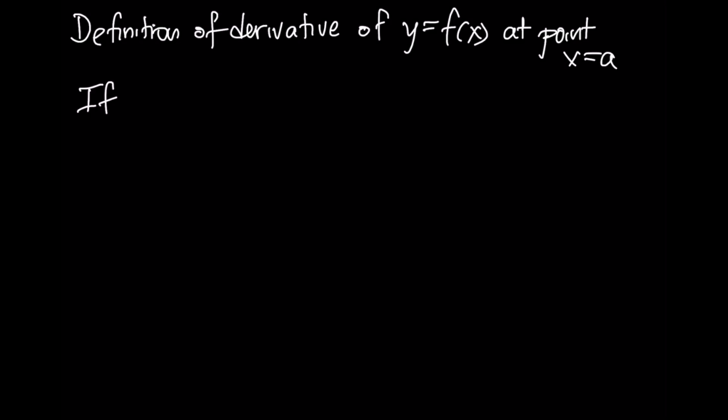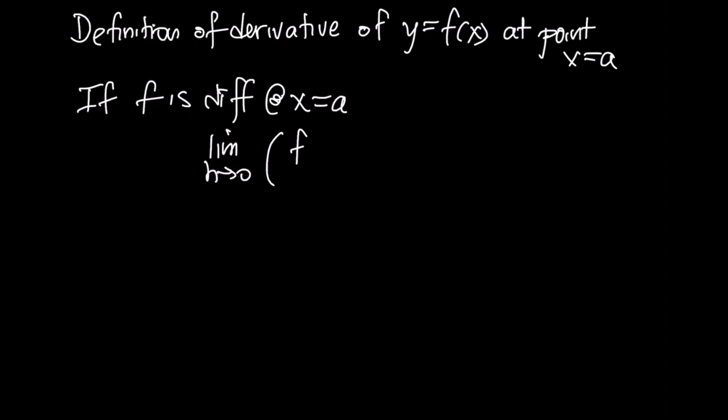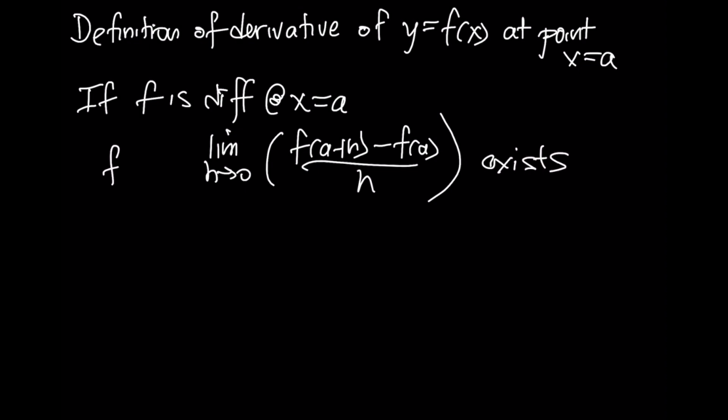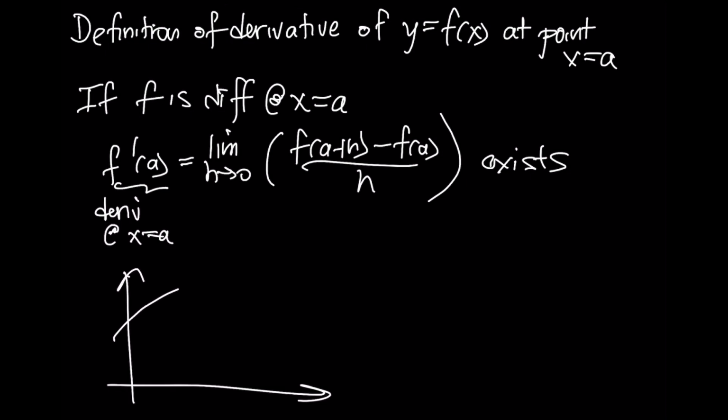When is a function differentiable? If f is differentiable at the point x equals a, this limit exists, given by your standard difference quotient. We called this value of the limit f prime of a, the value of the derivative at the point x equals a. Now remember that a plus h is some nearby point.